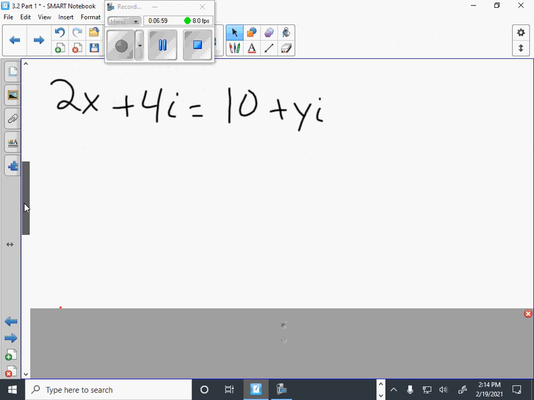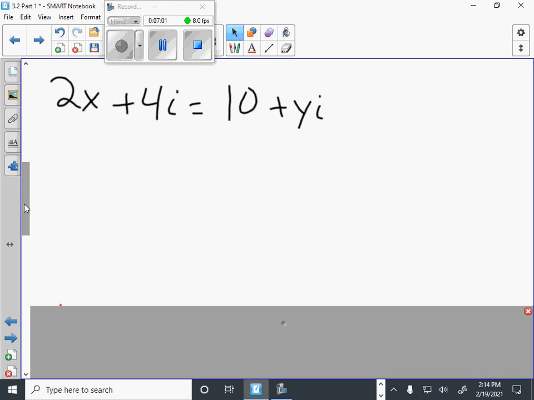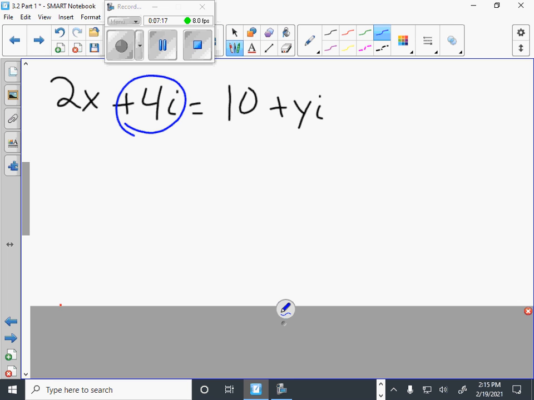Okay, this one may be a little confusing, because we have x, i, and y. Here's my tip, here's how we solve these. Break this down into 2 different equations. Take your imaginary numbers, take the things that are associated with that imaginary number and create your own equation off to the side.